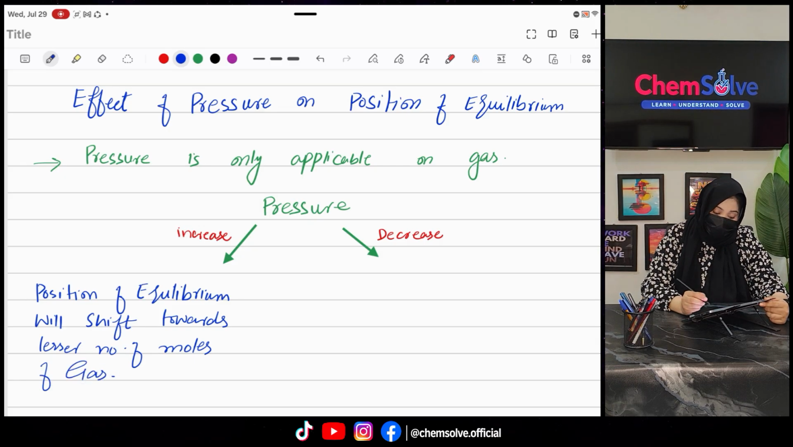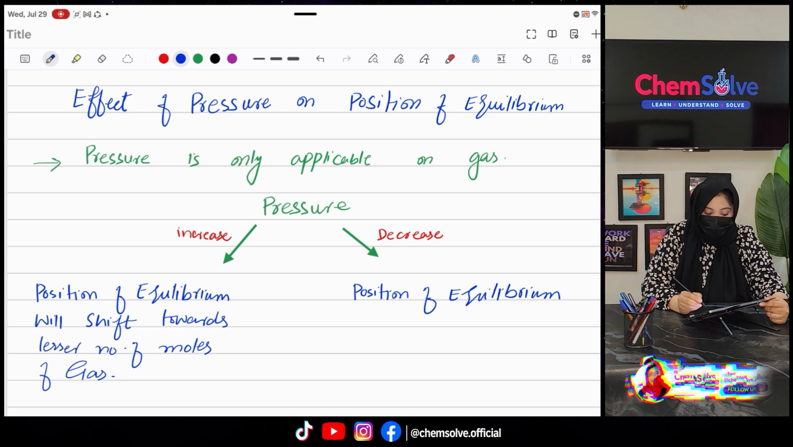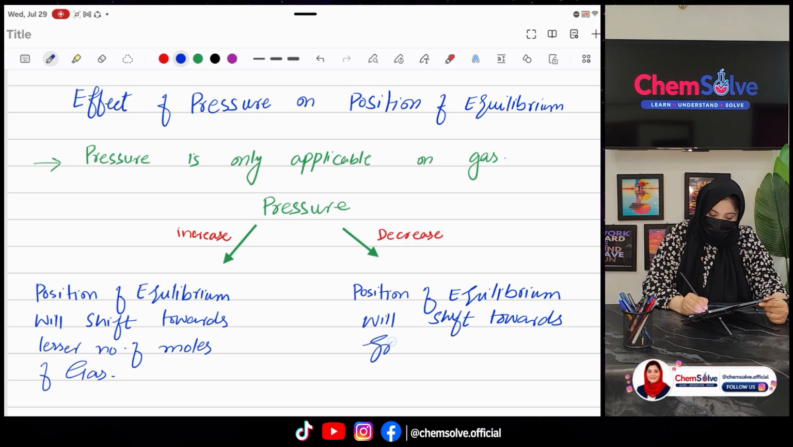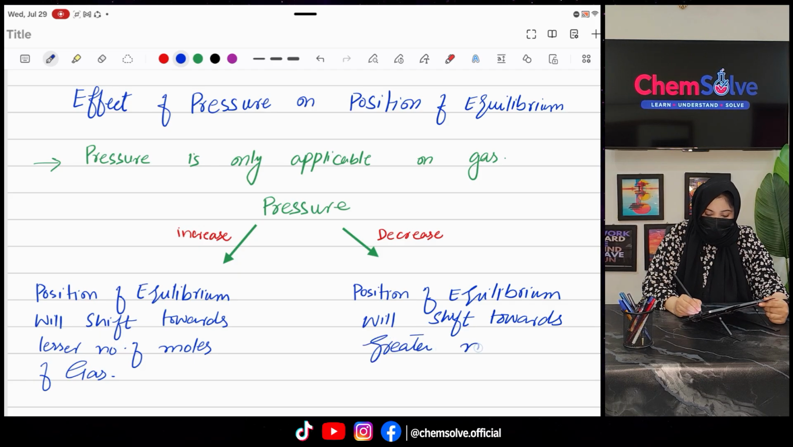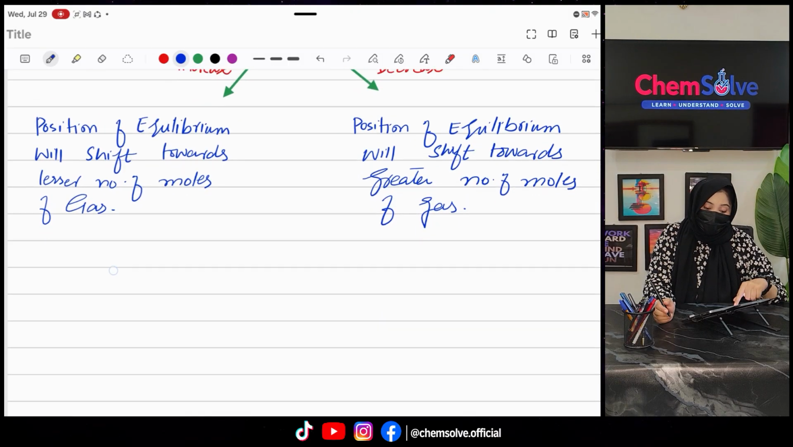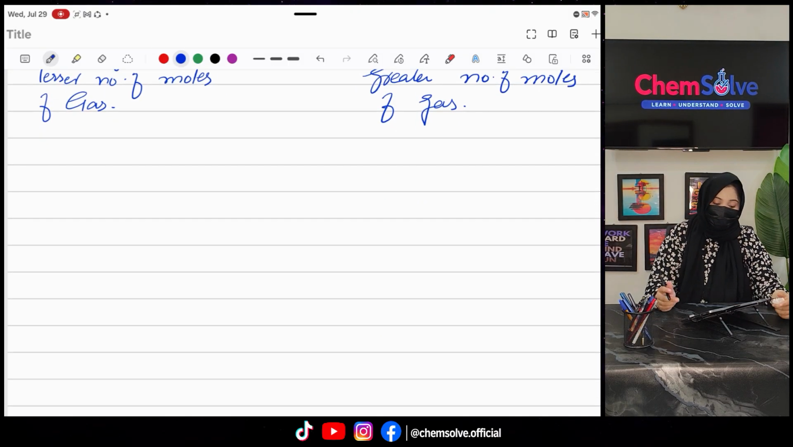And if the pressure is decreased, then what would happen? The position of equilibrium will shift towards greater number of moles of gas. Okay, now understand this concept with the help of some examples.